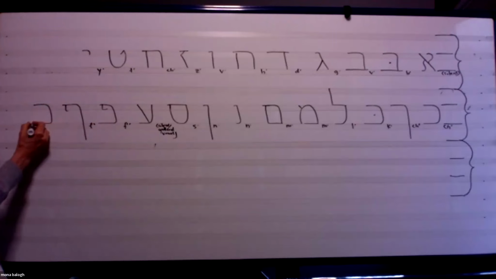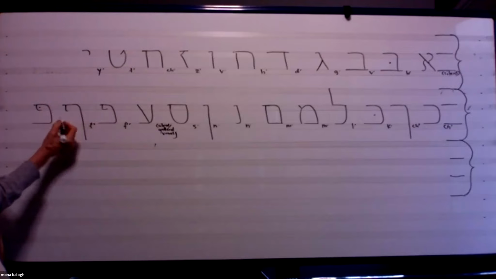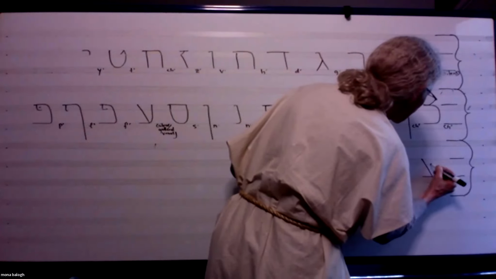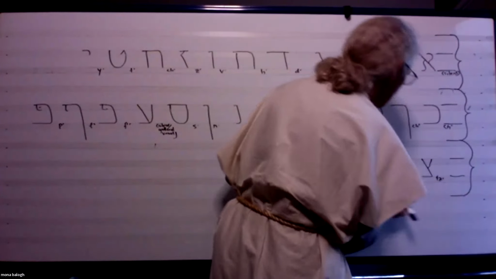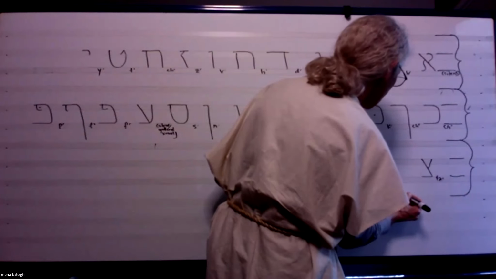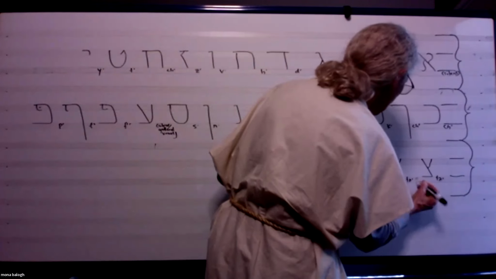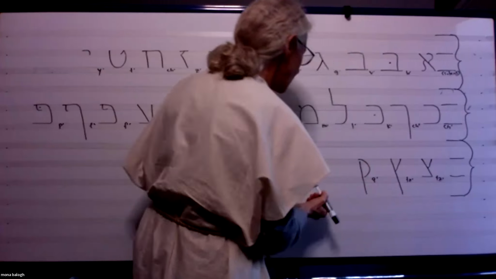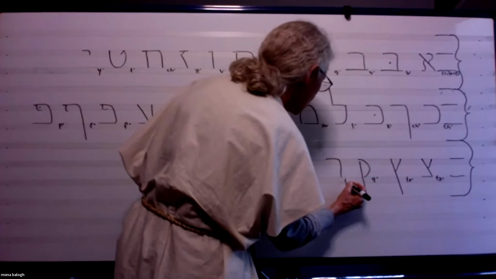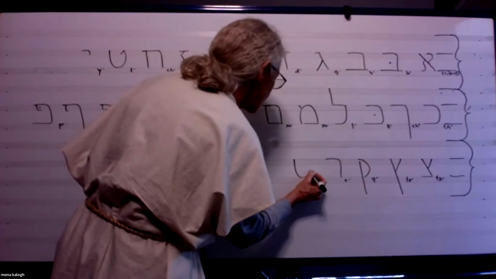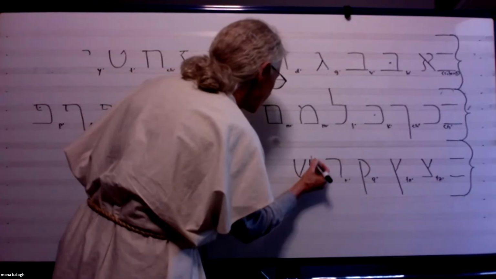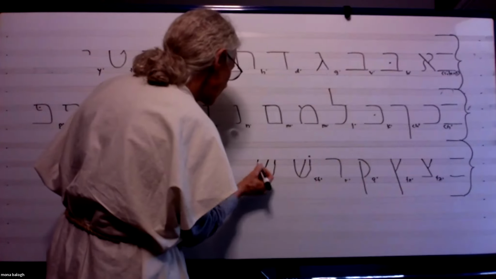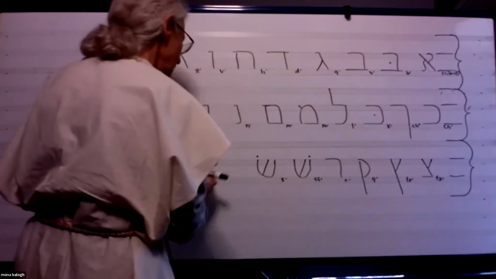Pay, with the dagesh. P. Tzadi. Tz. Tzadi sofit. Tz. Kuf. K. Resh. R. Sheen. Put the dot there. Sh. Seen. Sin is on the left. S. Tav.